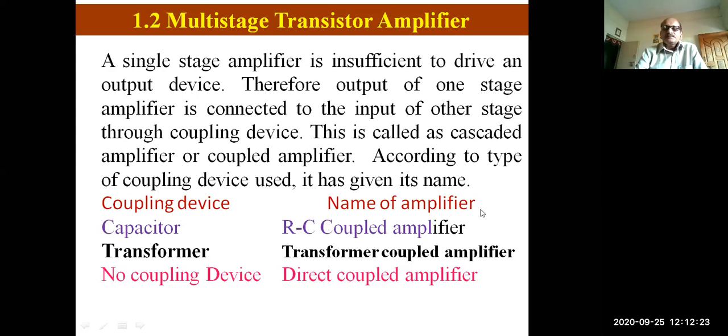A single stage amplifier does not amplify this weak input signal sufficiently, and therefore it is necessary to connect a coupling device. That means it is coupled, and that's why it is called a multi-stage amplifier. It is also called a coupled amplifier, or a cascaded amplifier. We remember that. Cascaded amplifier means the output of one amplifier is connected, cascaded, to the input of the other.